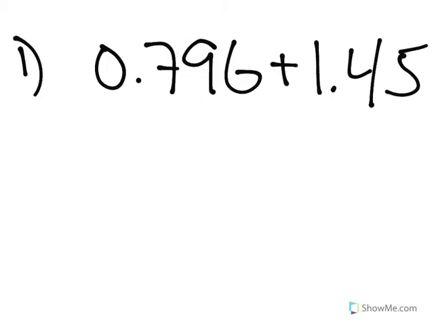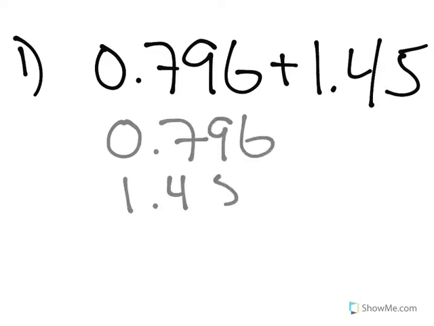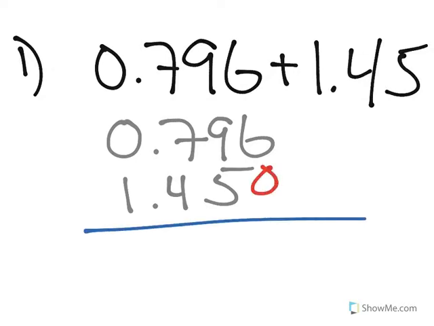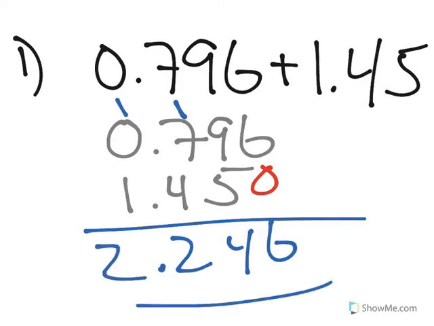Okay, the first one, you had decimals. Remember, make sure you line up your decimal. And you're just going to add. I like to put a 0 in the place there, so I'm just going to add. Don't forget your decimal. So your answer will be 2 and 246 thousandths.